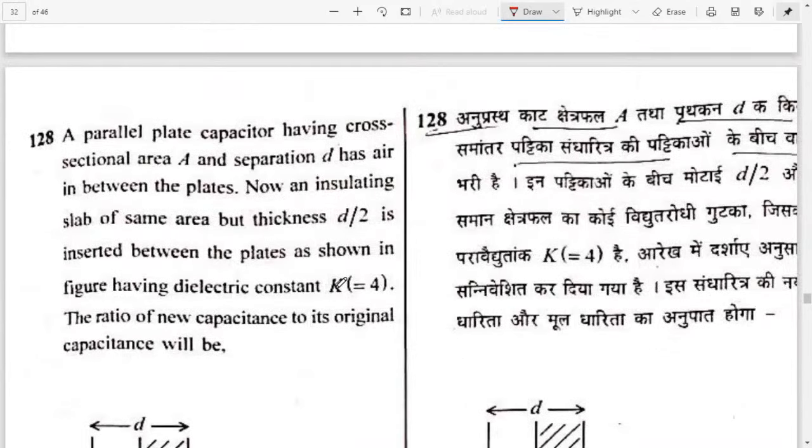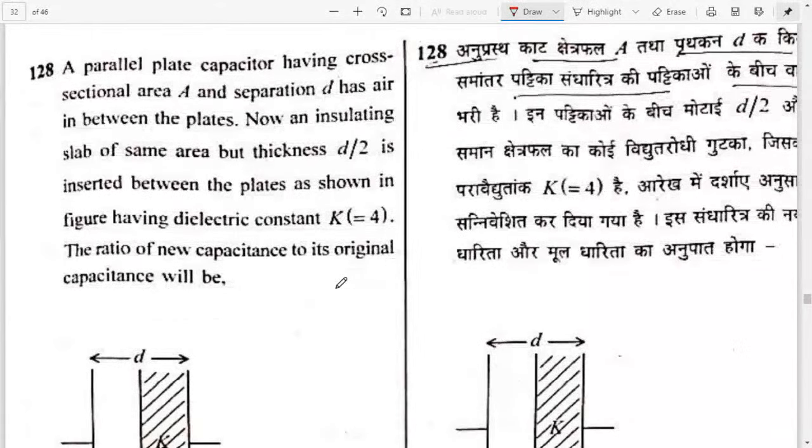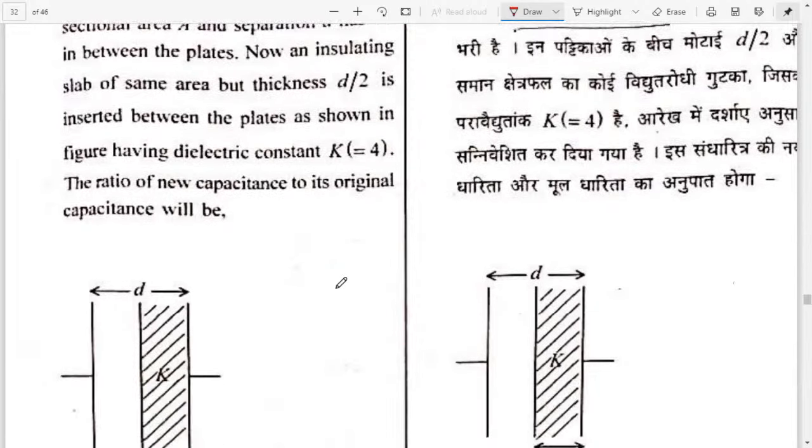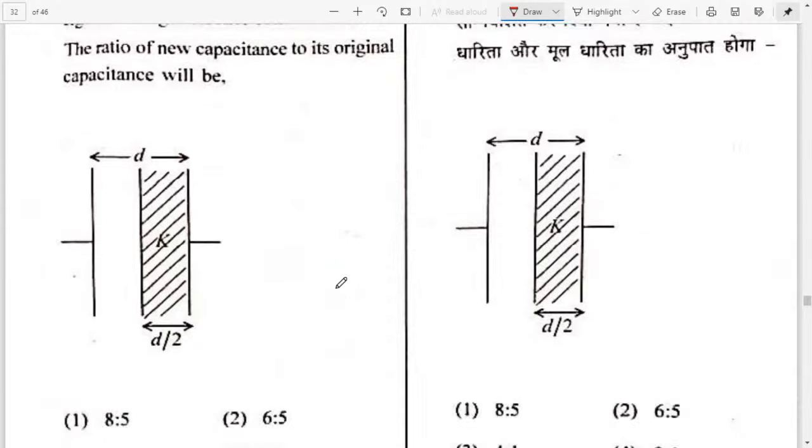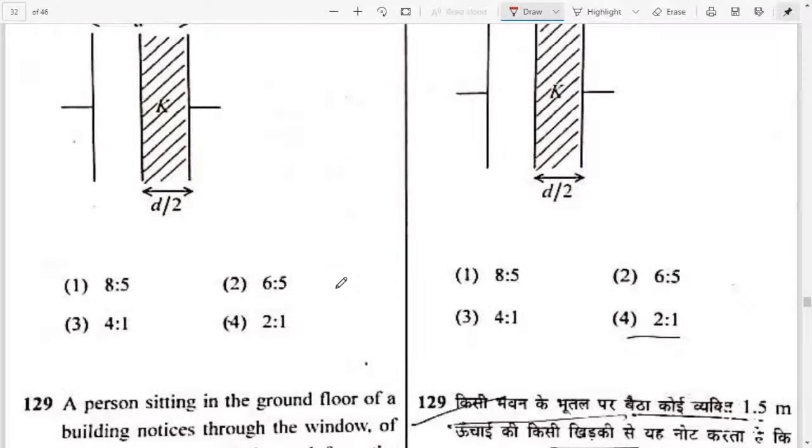Next, question number 128. A parallel plate capacitor having cross sectional area A and separation d has air in between the plates. Now an insulating slab of same area but thickness d by 2 is inserted between the plates as shown in figure, having dielectric constant K, that is 4. The ratio of new capacitance to its original capacitance will be 8:5. Option number 1 is correct option, students.